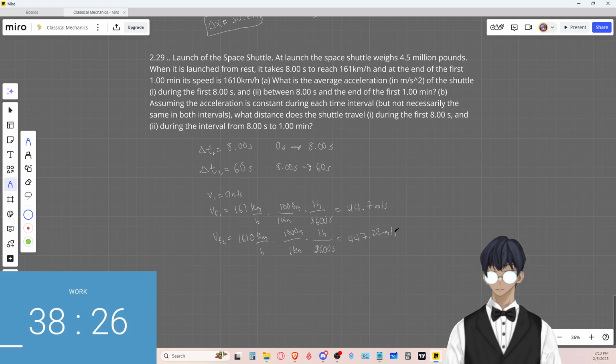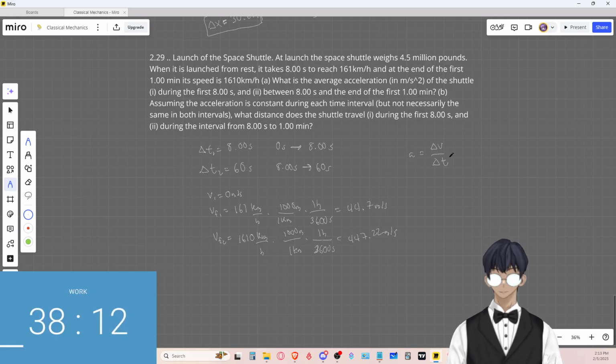So I think we just basically have to remember that acceleration is the difference in velocity over the difference in time. We know that the difference for the first one is 8 seconds. So we'll put this as acceleration 1, because it needs to know the average acceleration during the first 8 seconds. So for that, we'll just have to implant the numbers.